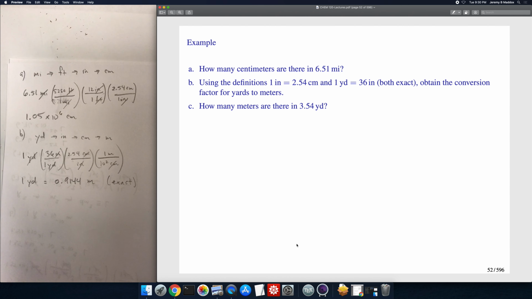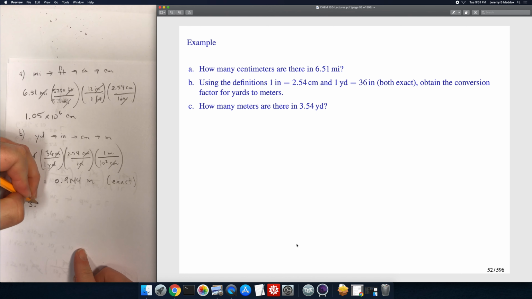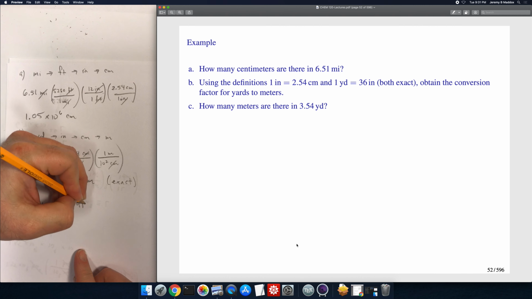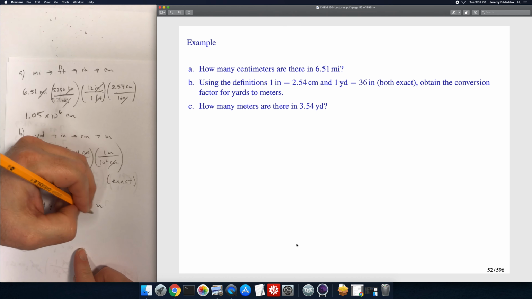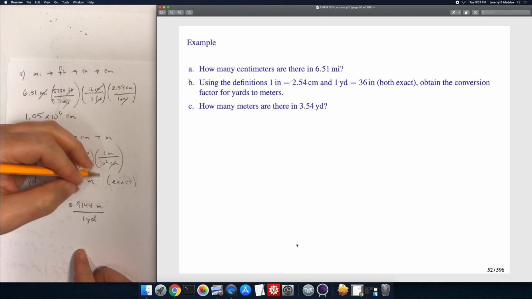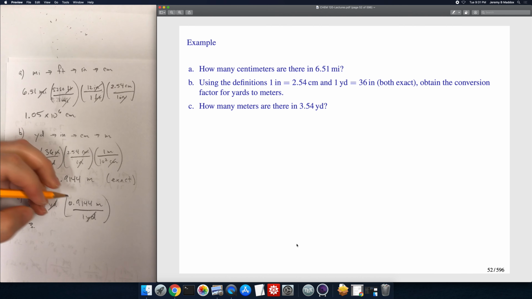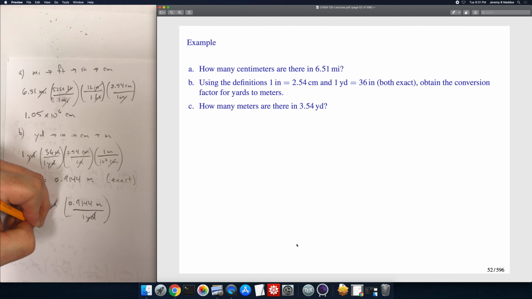Now they want us to use that conversion factor to find out how many meters there are in 3.54 yards. So we'll take 3.54 yards. We'll use our conversion factor. We want the meters up top and the yard down below, so those cancel. And I'm getting 3.24 meters.